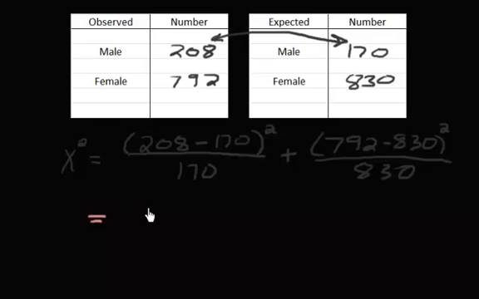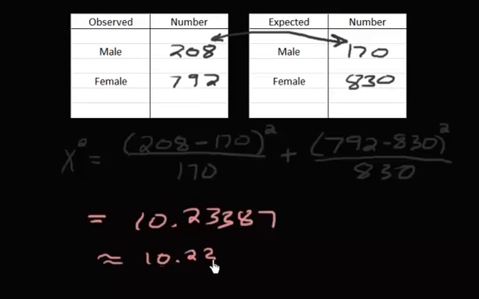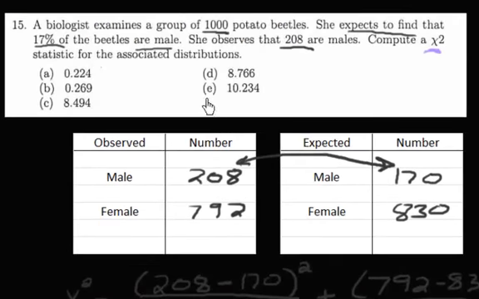and you'll get 10.23387. And if you come up here, it looks like they round to 3 decimals. So if we round that, it's going to be 10.234, which is letter E.